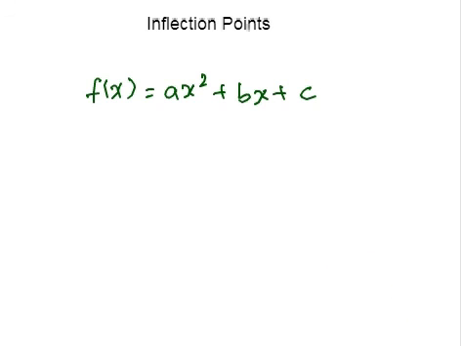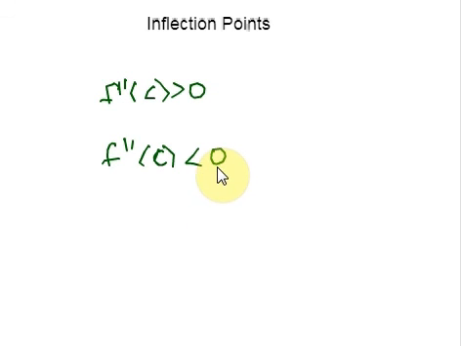If f double dash greater than 0 on an interval, then f is concave up on that interval. If f double dash, the second derivative of the function, is less than 0 on an interval, then f is concave down on that interval. So all you have to see is at which point the second derivative of the function changes its sign from positive to negative or from negative to positive. At that point x is equal to c, there is an inflection point located at x is equal to c on the graph. So in particular, c comma f of c is an inflection point for the function.